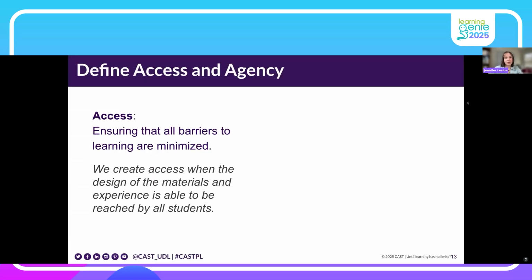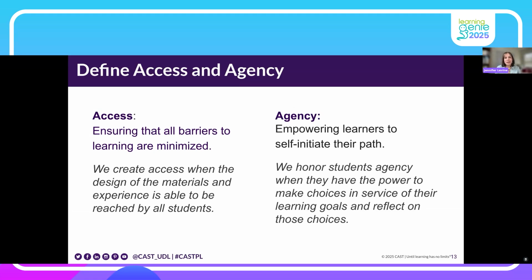Basically, access is just making sure that there aren't barriers to students learning. So an obvious one would be if you have a student who's blind and you hand them a printed book, that's a barrier. You need to offer the book in a way that they can access it. Agency then is about the idea of empowering learners to initiate their own path.